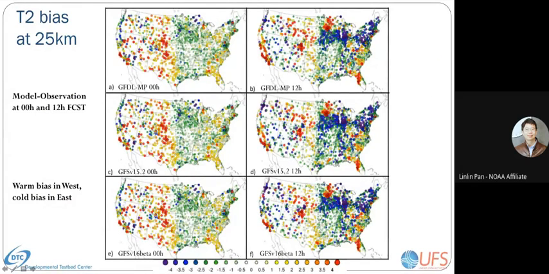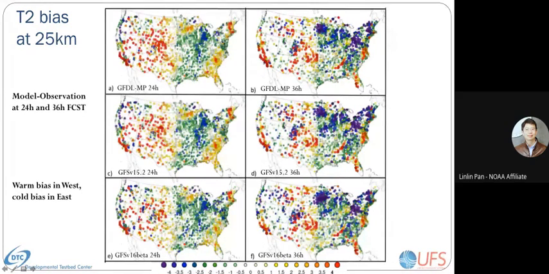The left is the 0 hour forecast, then the 12 hour forecast for GFDL MP, GFS V15.2 and V16 beta. We can see in the western US you have positive bias. In the eastern US you have negative bias, then the bias increases at the 12 hour forecast.